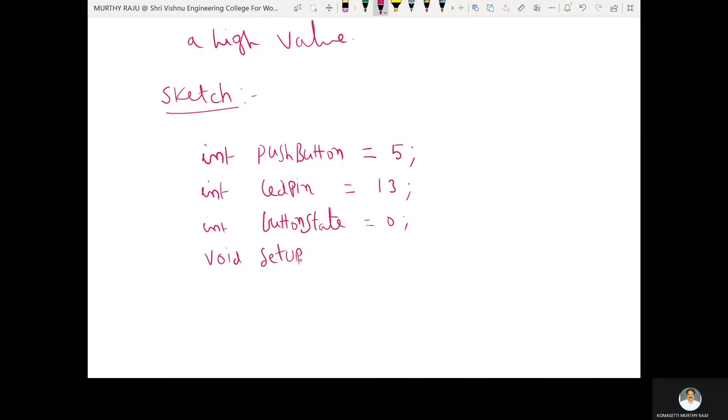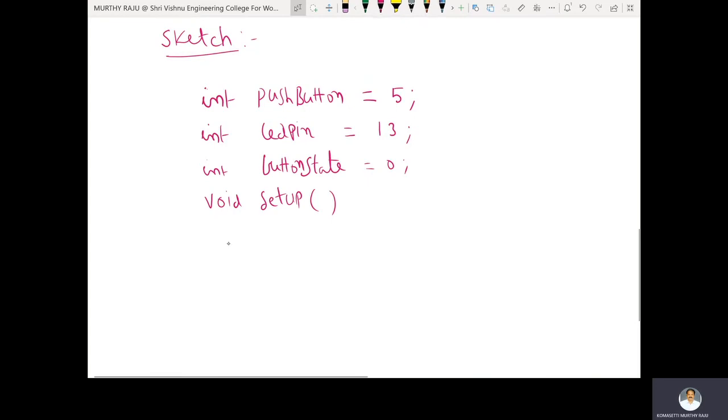Void setup. Here we have to introduce one more important statement. Curly bracket is open. Serial, S is capital, SERIAL. Serial dot begin 9600 baud rate. The communication between the computer and the Arduino board is at the bit rate of 9600 bits per second.